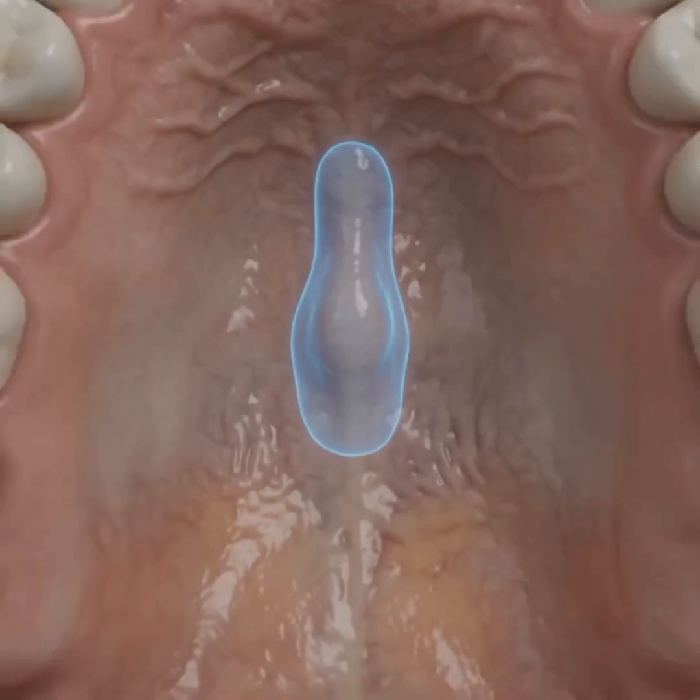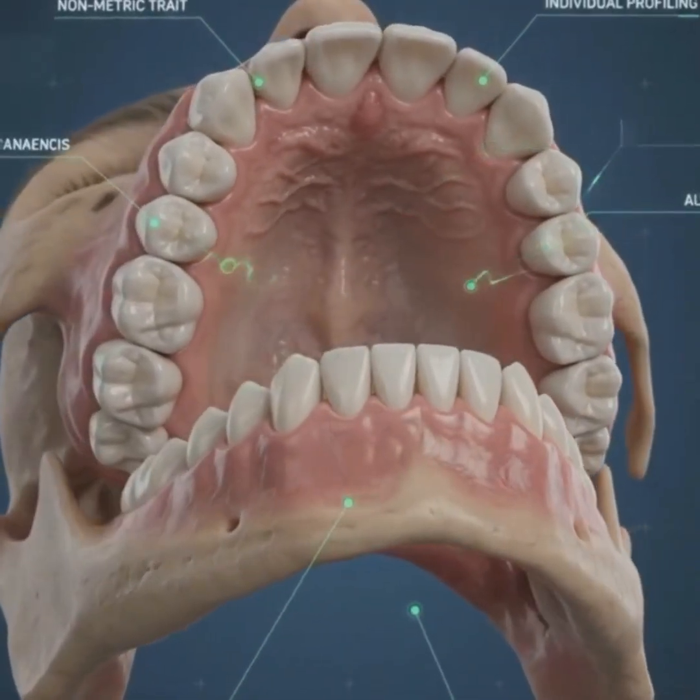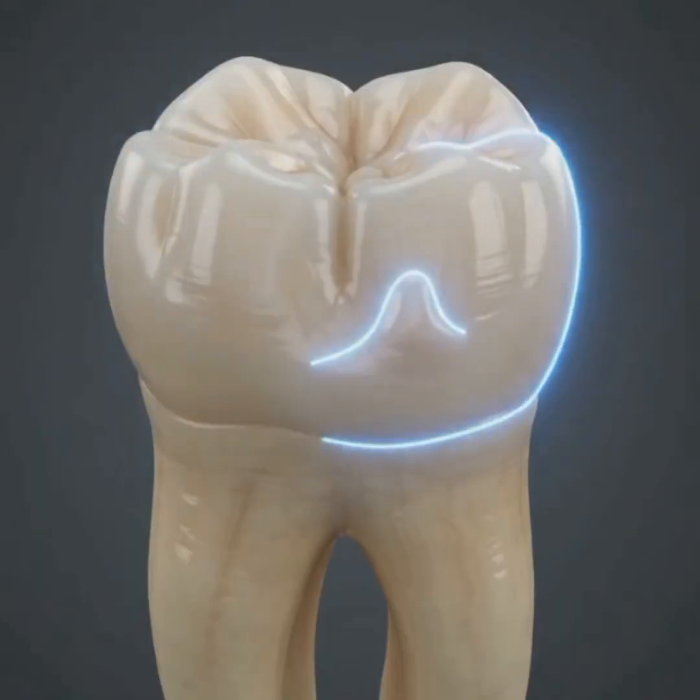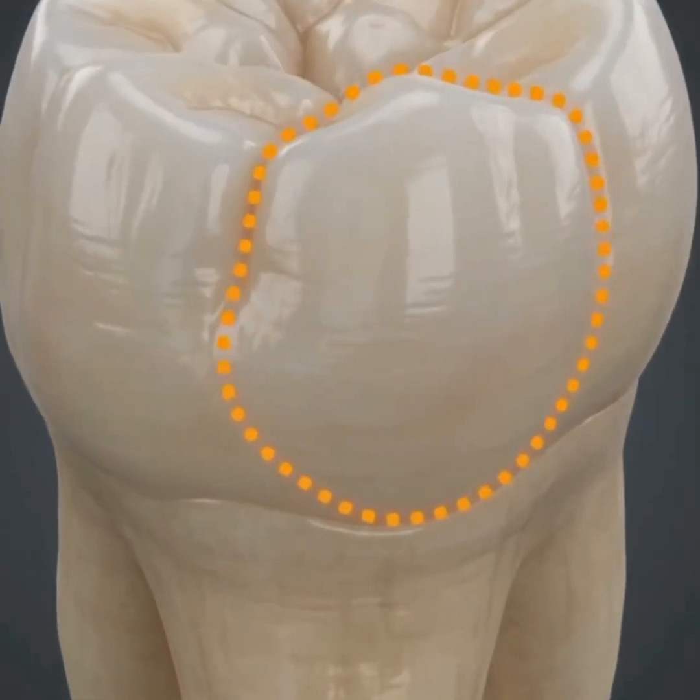Torus palatinus is a bony exostosis. It serves as a supplementary marker for profiling. Carabelli's cusp is an accessory cusp. The hypocone exhibits sexual dimorphism.